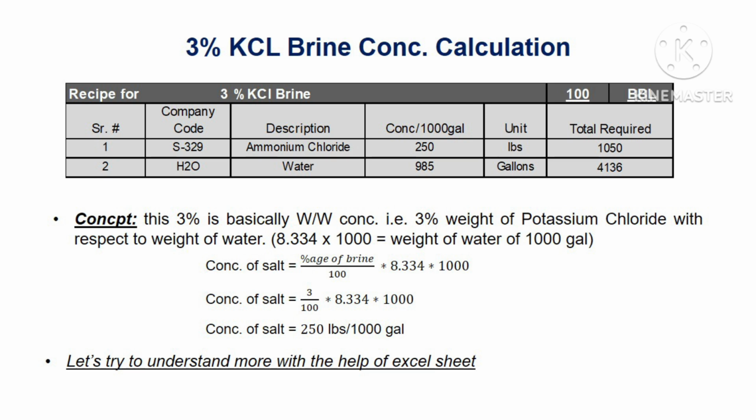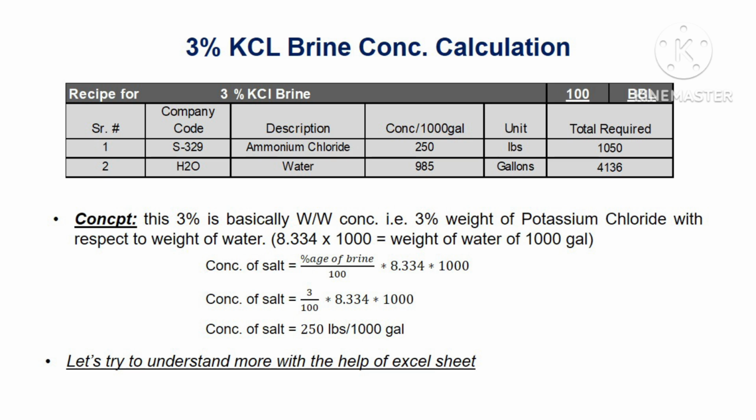So if we multiply by 1000, we will get the weight of 1000 gallons of water. So this 8.334 into 1000 is the weight of 1000 gallons of water, and we have to make 3% of this value. Below is the formula. Concentration of salt is equal to percentage of brine divided by 100 multiplied by 8.334 into 1000. This is the formula to calculate the concentration for any given percentage.